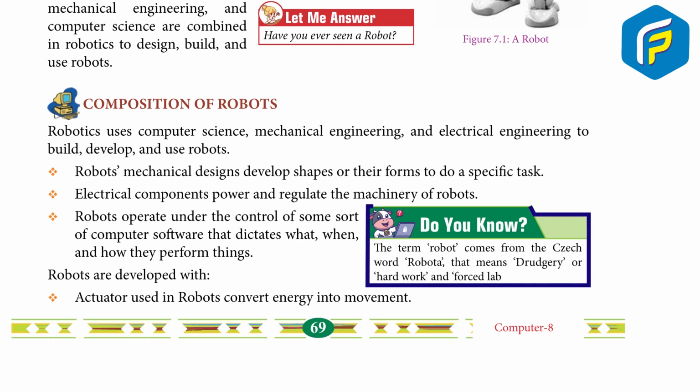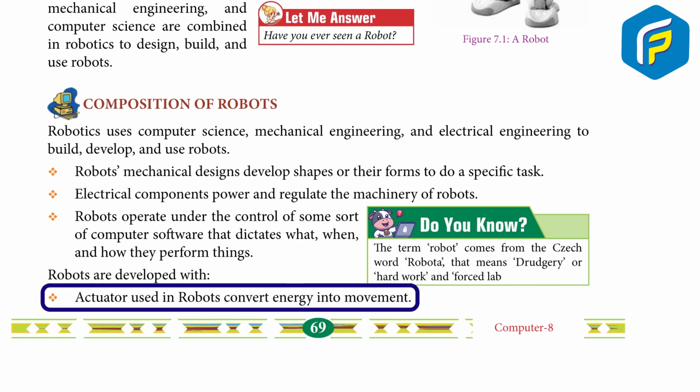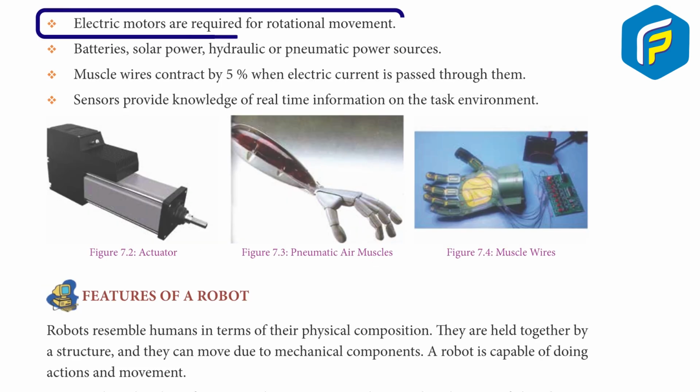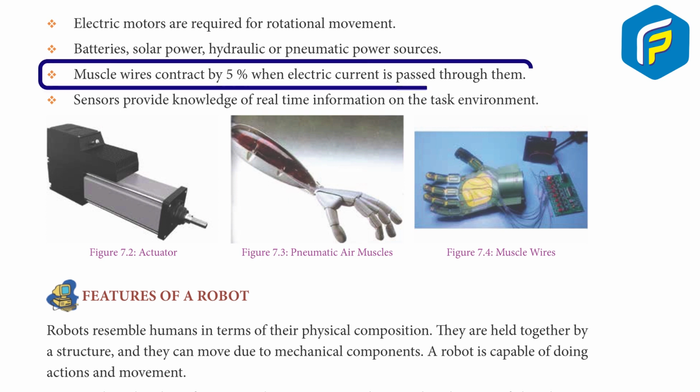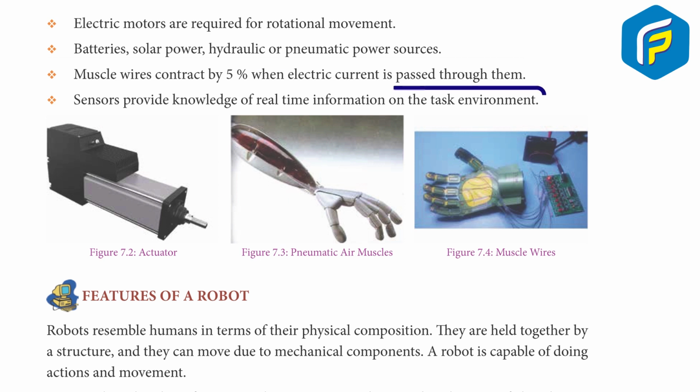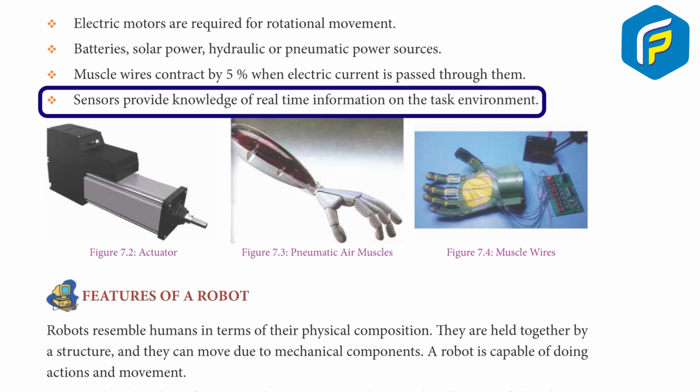Do you know? The term robot comes from the Czech word robota, which means drudgery, or hard work and forced labor. Robots are developed with actuators, which convert energy into movement. Electric motors are required for rotational movement. Power sources include batteries, solar power, and hydraulic or pneumatic power. Muscle wires contract by 5% when electric current is passed through them. Sensors provide real-time information on the task environment.